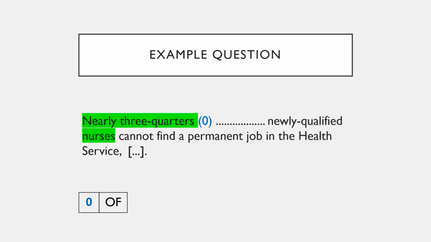Let's take a look at the example question before you get started on the task. You can see that this is the example question as it's marked 0. Underneath the question, you can see the answer, of. But why is the answer of? Well, we use of to link a quantity and a plural noun.